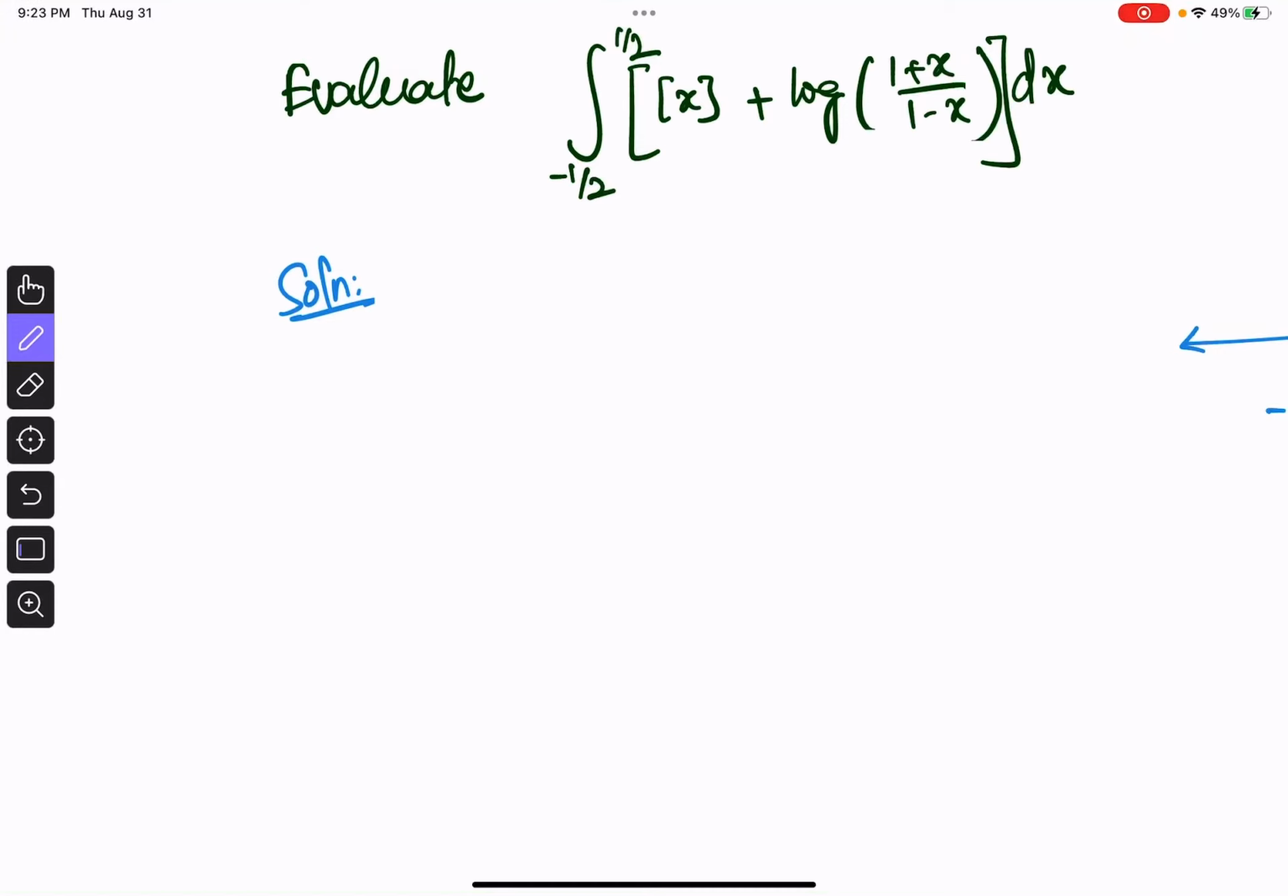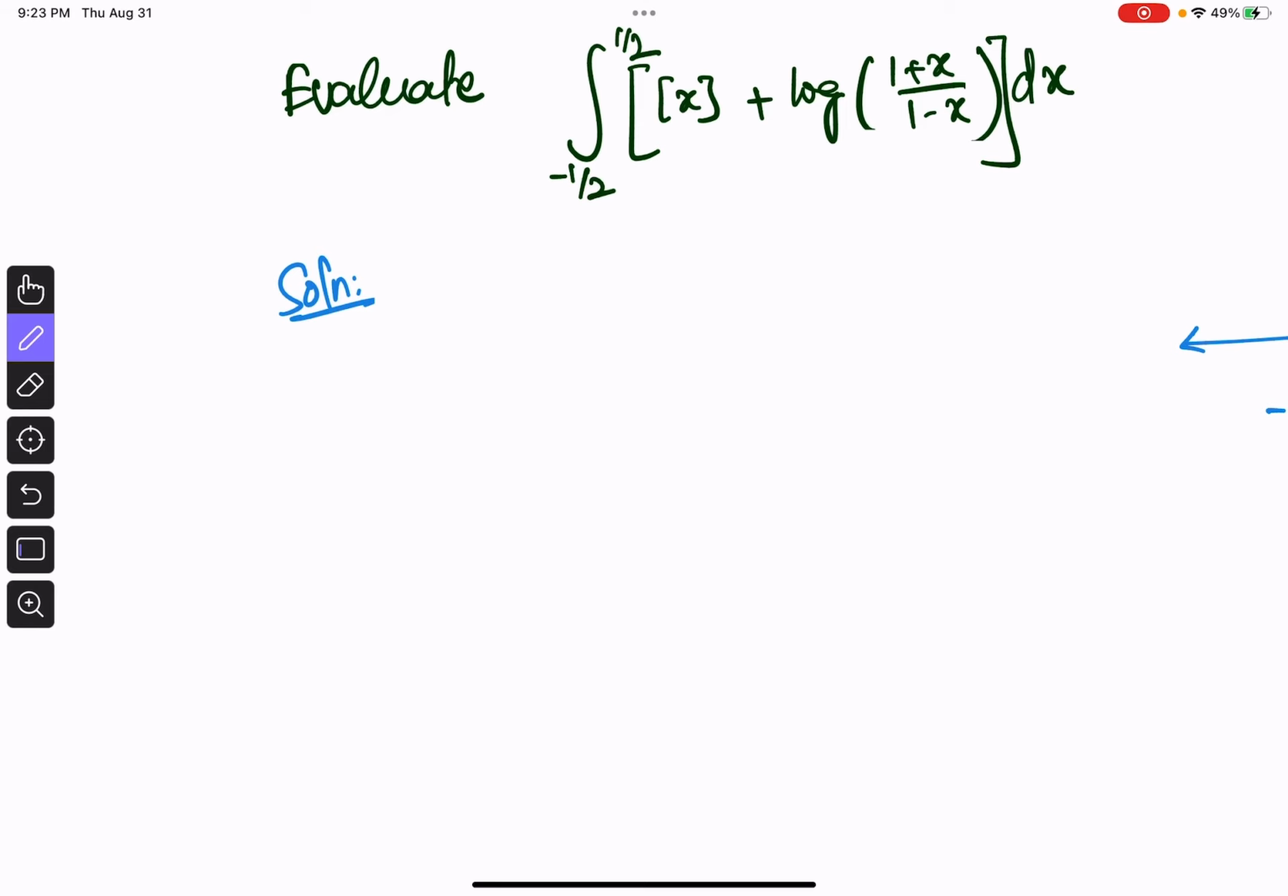Hi everyone, today we will solve this integration: the integral from minus 1 by 2 to plus 1 by 2 of the integral part of x, sometimes called the integer part of x, plus log of (1 plus x) divided by (1 minus x), into dx. How do I solve this? This problem is pretty easy to solve, as long as you just notice what this integral part of x is, as well as this log function.